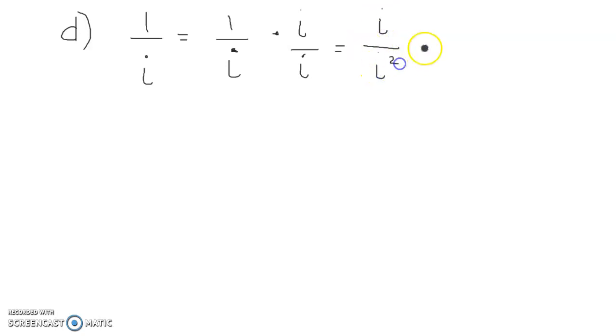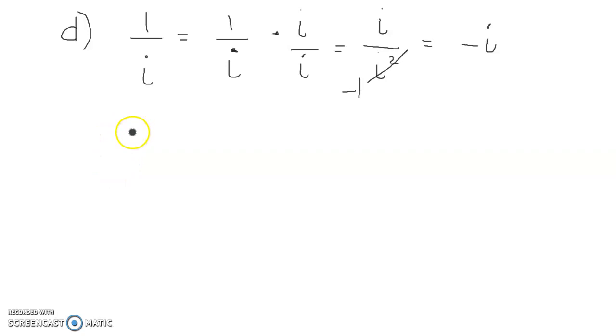Last, we have letter D. So this time, we need to solve 1 over i. We can't leave the i in the denominator, so what do we do here? 1 over i is equivalent to 1 over i, multiplying numerator and denominator by i. So 1 times i is i over i squared. And i squared is equivalent to negative 1. So i divided by negative 1, that is negative i.